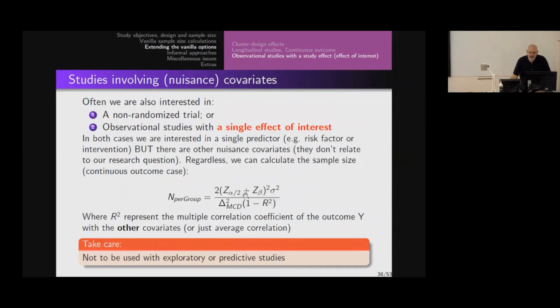Okay, so what we're doing here is we're just going to inflate our sample size due to nuisance covariates in our analysis. Okay, and again, don't use this with exploratory or predictive studies. Okay, only non-randomized trials and observational studies with a single effect. I'm not even going to run through an example of this.